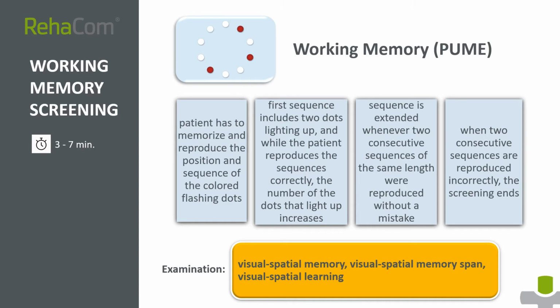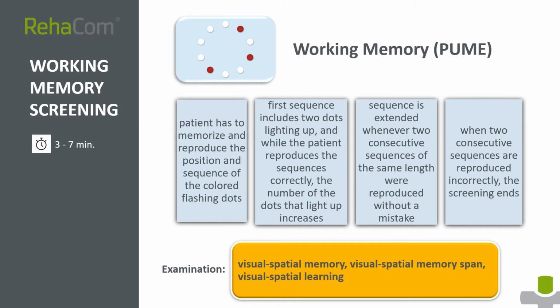If the patient selects a sequence of dots correctly, the number of dots increases in the next sequence. In this case, the program is adaptive, adjusting the difficulty according to the patient's performance. If the patient makes a mistake, the level of difficulty is reduced. The screening ends after the patient incorrectly reproduces two consecutive sequences or after a maximal duration of 7 minutes.